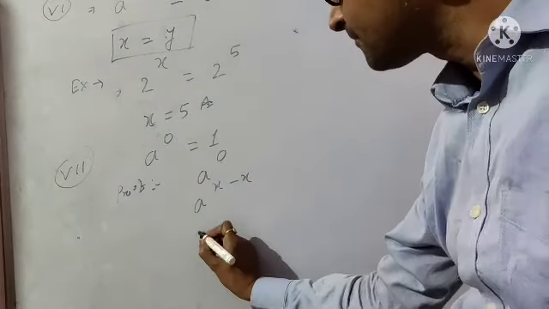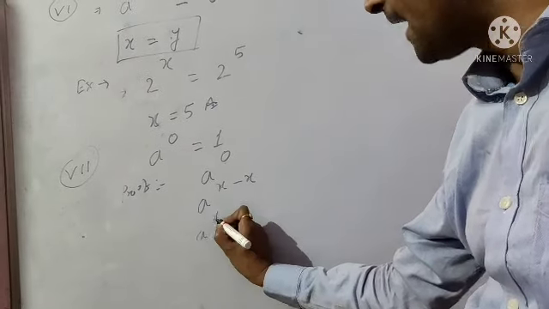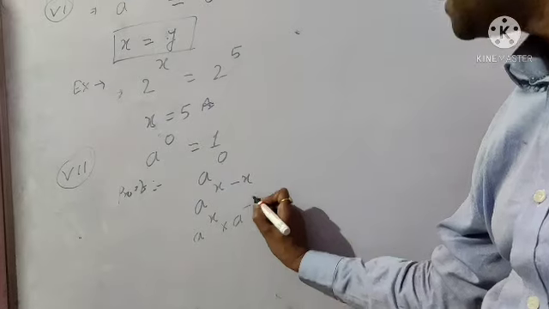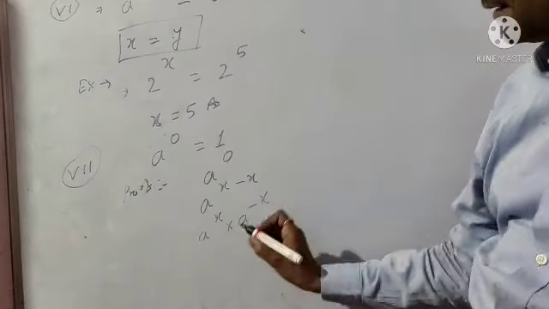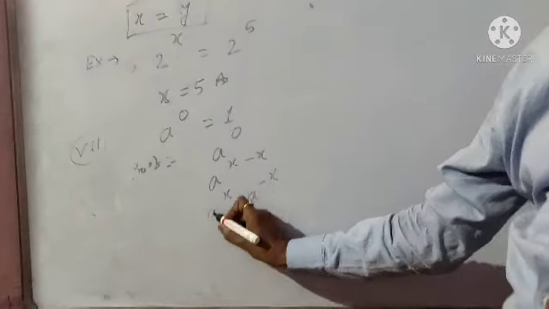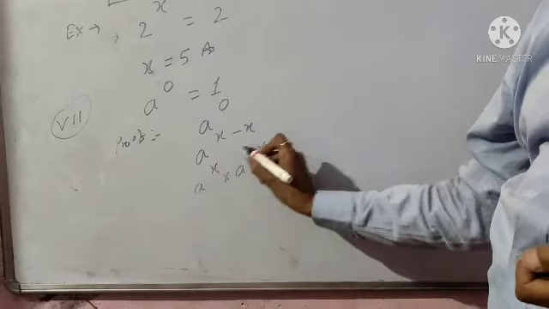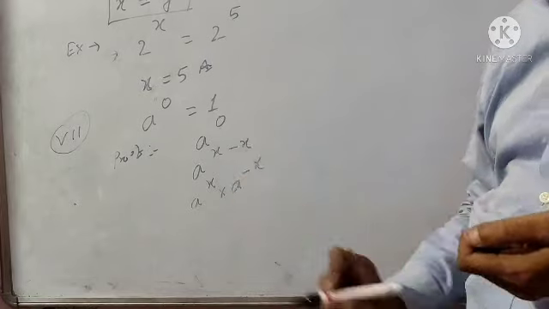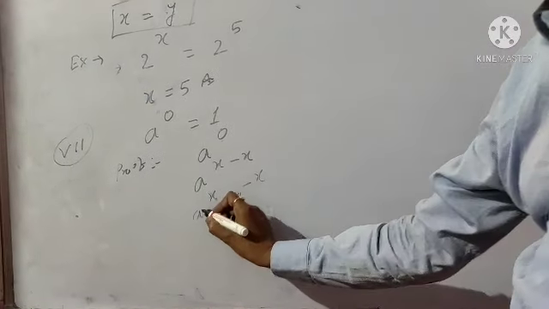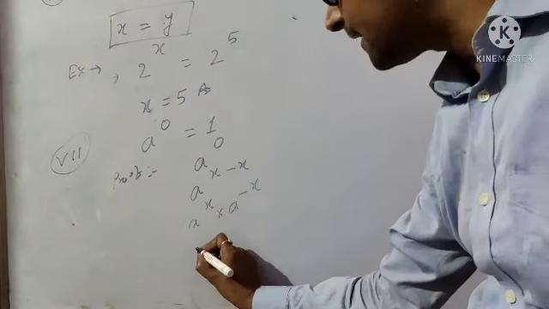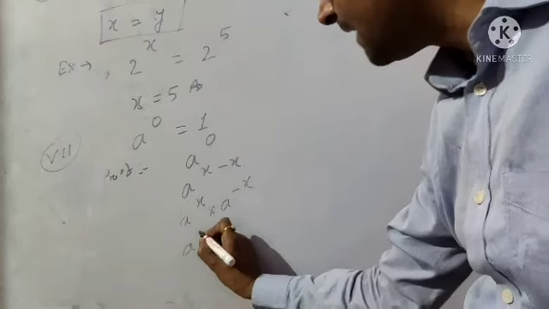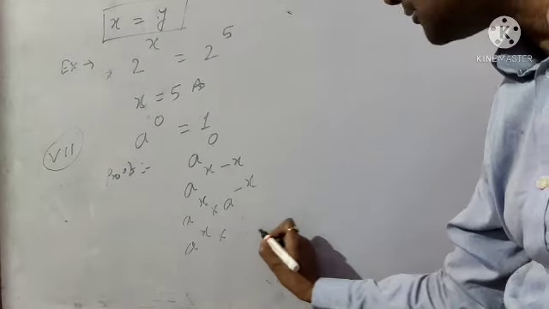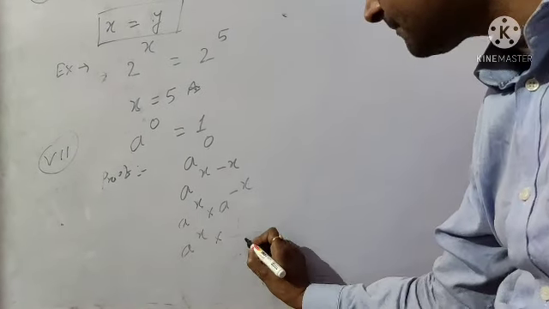Use the property a to the power x into a to the power minus x. According to property 1, we know that if the base is equal, then the powers are added. So adding these two values, we get the previous value. Okay, a to the power x into a to the power minus x. Here a to the power minus x can be written as 1 by a to the power x.